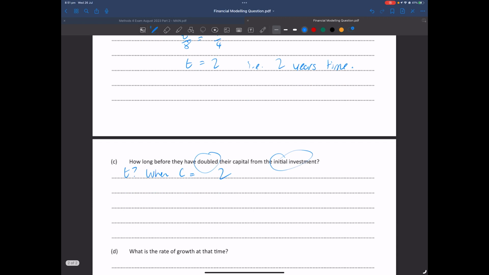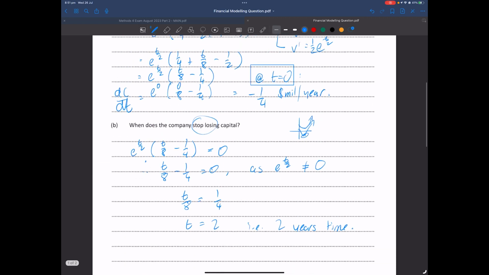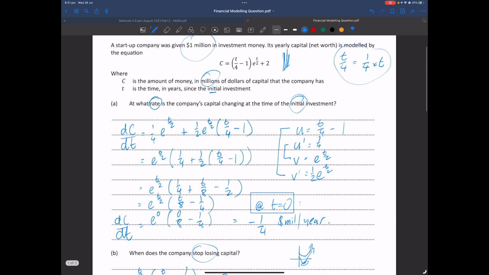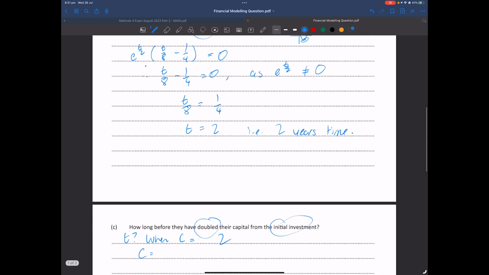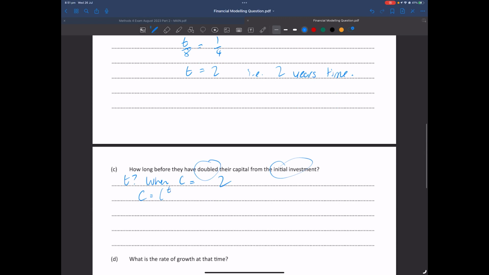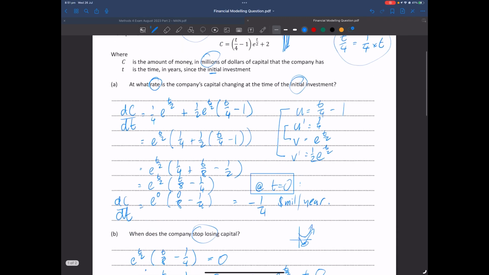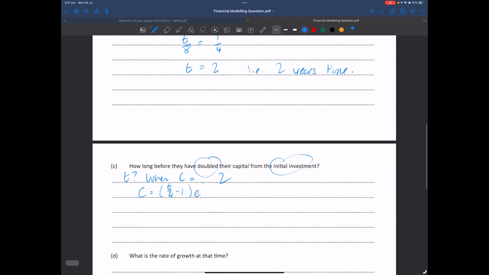So we go C is equal to, I'm sorry for continuing to do scrollies, back to the initial formula, T over 4 minus 1 multiplied by e to the power of T over 2 plus 2, and that has to equal 2. Okay? Subtract 2 from both sides, and we get T over 4 minus 1 times e to the power of T over 2 is equal to 0. Oh, that's nice, isn't it?